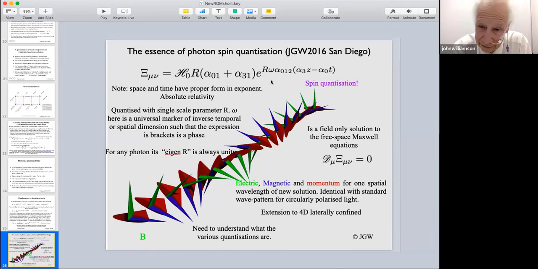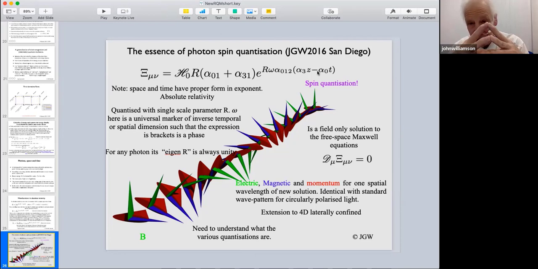So if you look at the wave pattern here, if I expand this thing in sines and cosines, which I can do because they all square to minus one, then what I find, not to my astonishment really, is that you get exactly the field pattern for a circularly polarized photon, of course. However, if I extend this thing here, not just alpha 3z minus alpha 0t, but alpha 3z plus alpha 2y plus alpha 2x, so I look laterally, or if I do r theta laterally, better: alpha 3z plus alpha 2 phi plus alpha 1 r.